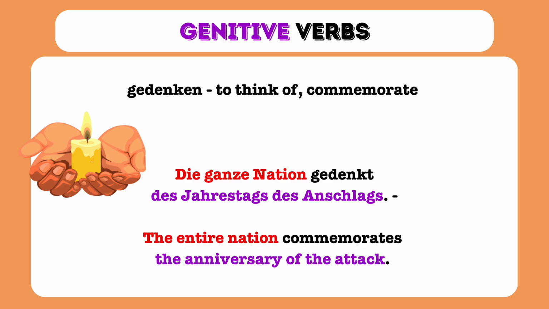Gedenken, to think of or commemorate. Die ganze Nation gedenkt des Jahrestags des Anschlags. The entire nation commemorates the anniversary of the attack. You'll notice here that we actually have two genitive things in a row. Des Jahrestags is the actual thing that is being commemorated, which is in the genitive case because of the verb gedenken. Des Anschlags is actually just the usual genitive case. This is here for the possessive. It is the anniversary of the attack. Des Anschlags is of the attack.